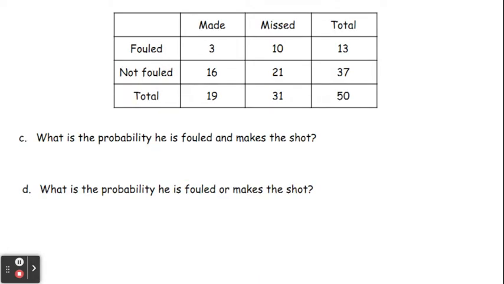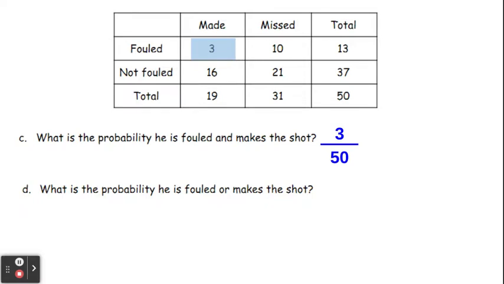Part C asks, what is the probability he was fouled and makes the shot? That outcome happened only on 3 of the shots that he attempted, and that would be the ones that are in this upper right-hand box. So that would be 3 out of 50.